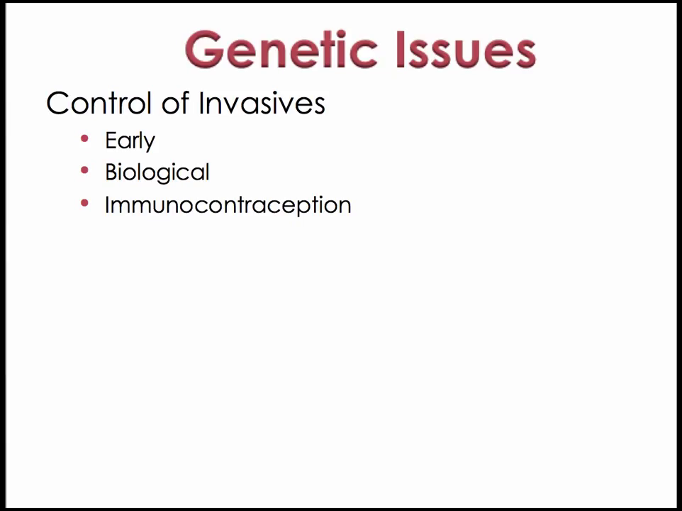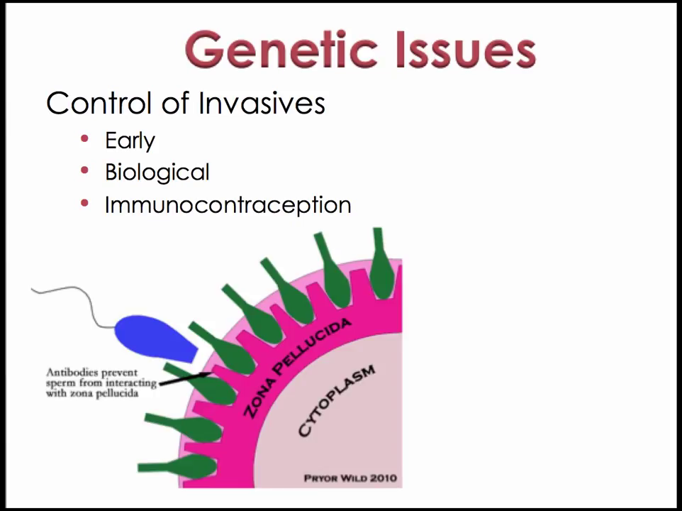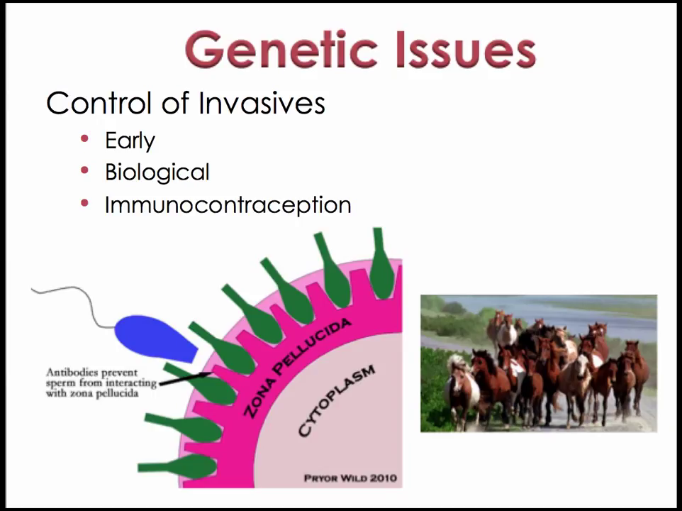Immunocontraception is another way to control invasives, and this is where you inject the females with a protein that coats the eggs, the outer shell of the eggs in each female, and it ends up blocking the sperm from actually getting to the egg, so it can't be fertilized. So these green things are the proteins that lock into the egg, and then it blocks the sperm. And this has been useful, and they're using it right now to manage populations of Assateague Island horses. These are wild ponies on Assateague.